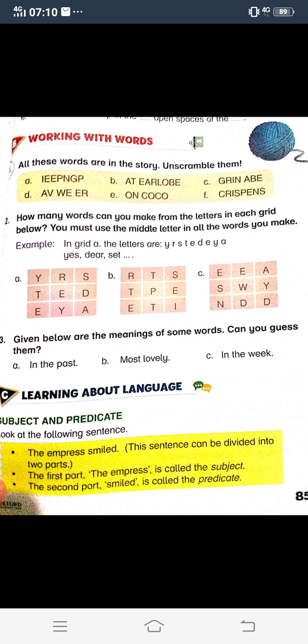Now look at the next, C2. How many words can you make from the letters in each grid below? Over here there is a box and you have to arrange the letters to make a proper word. You must use the middle letter in all the words you make. First, A is in the past, yesterday. B is most lovely. C is in the week, Wednesday.